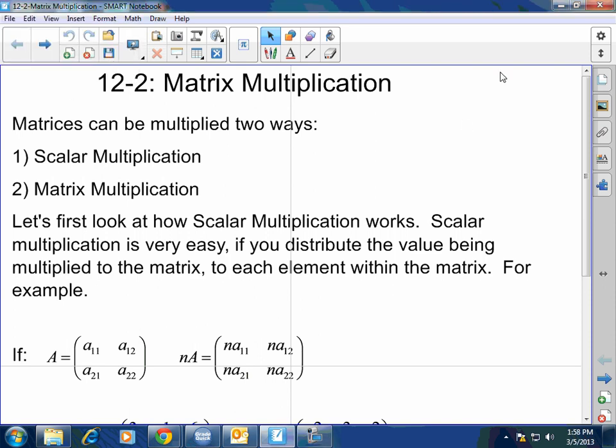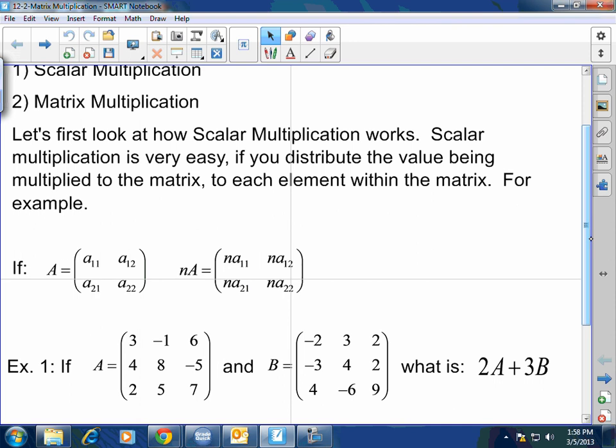Okay, guys. Today we are going to learn matrix multiplication. There's two types of matrix multiplication, okay? There's something called scalar multiplication, and then there is something called matrix multiplication. Let's first look at how scalar multiplication works. It's very simple. Scalar multiplication is very easy if you distribute the value being multiplied to each element within the matrix. For example, I have matrix A here, okay?